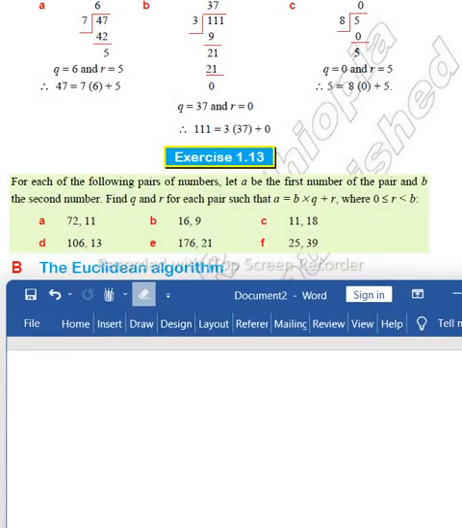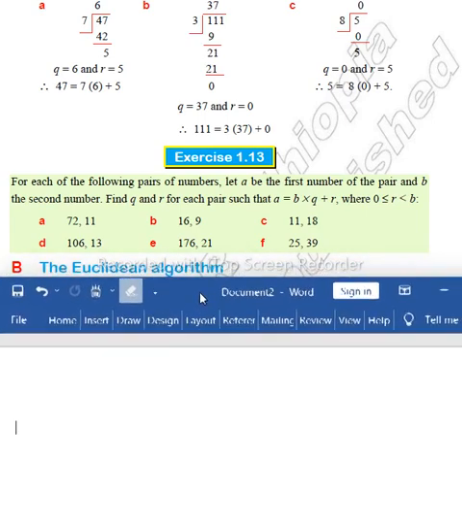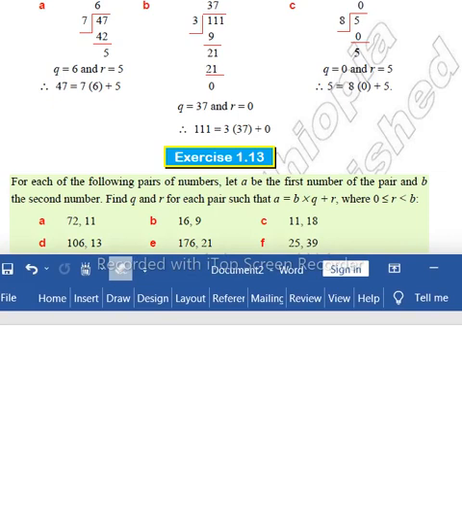Let us move to exercise 1.3. For each of the following pairs of numbers, let A be the first number in the pair and B the second, and find Q and R such that A is equal to B times Q plus R, where 0 is less than or equal to R and R is less than B. So you can write this number in the form of A is equal to B times Q plus R.